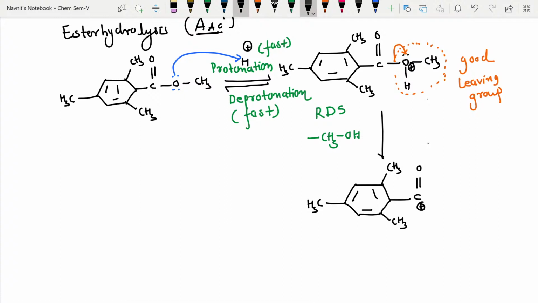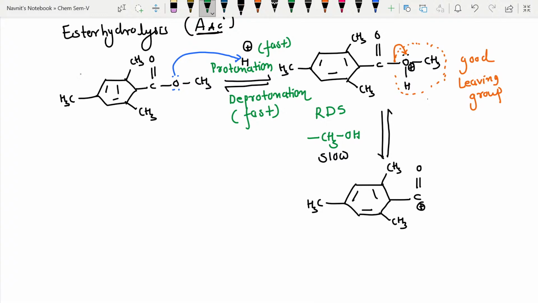And if I discuss the reverse step, when the methanol again attacks here, we get this step. Is it clear? So that's why this step is a reversible step. So this step is a rate determining step and it is a slow step. So the forward reaction is a slow step.